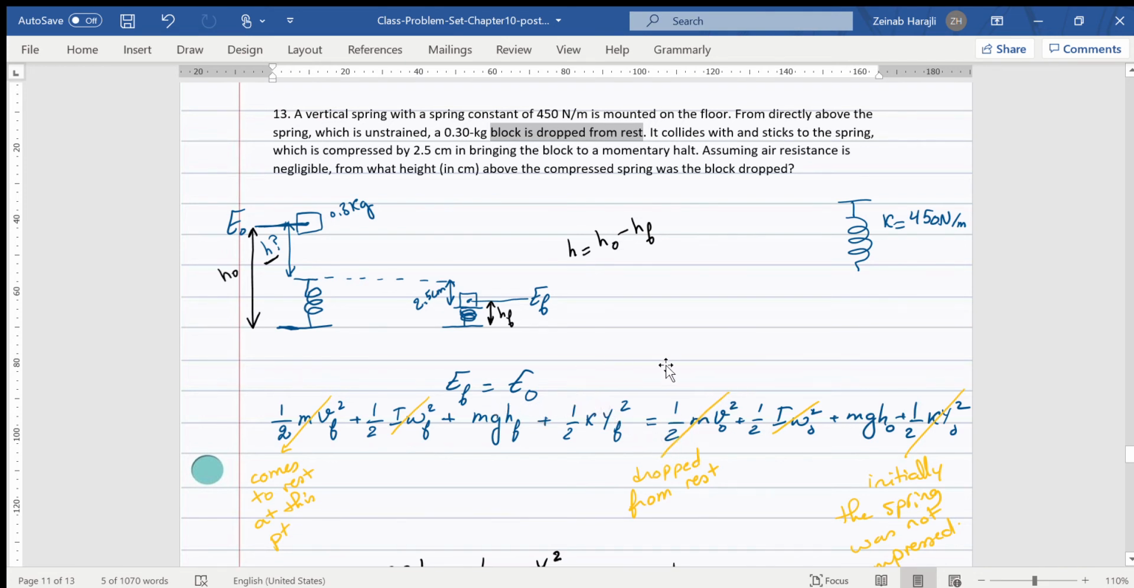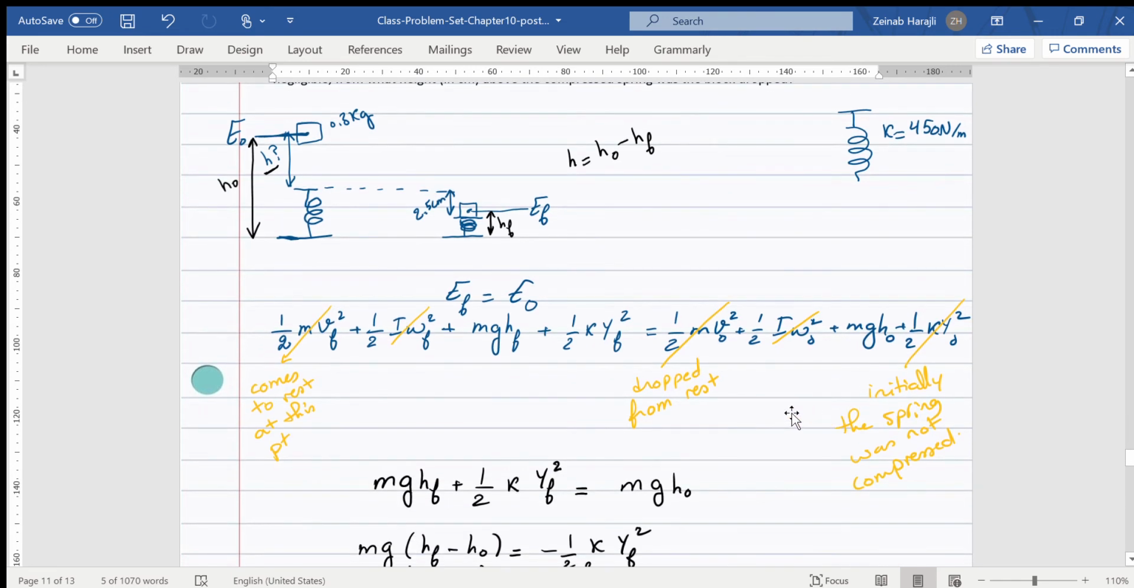And we are left with these three terms: m g h final plus half k y final squared is equal to m g h0. Note that here the elastic potential energy, which is half k x squared, is written as half k y squared because we have vertical displacement, so it's more convenient to write y instead of x.